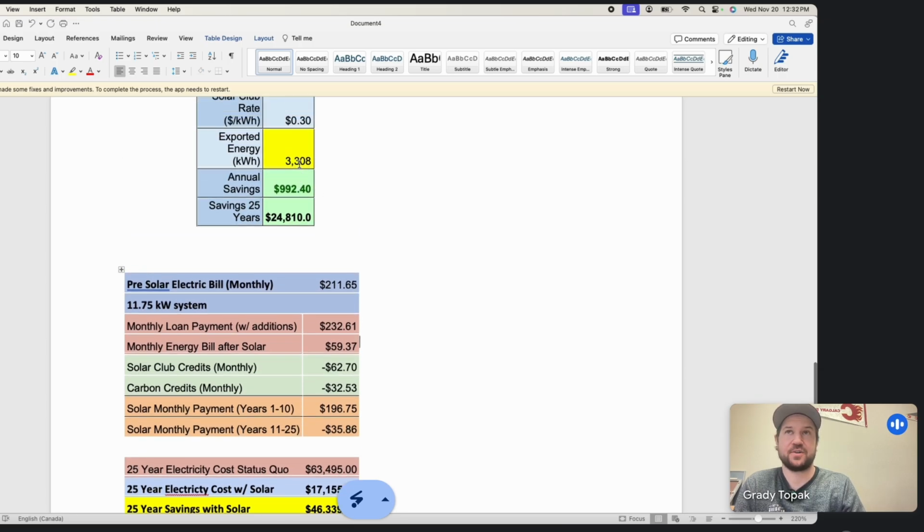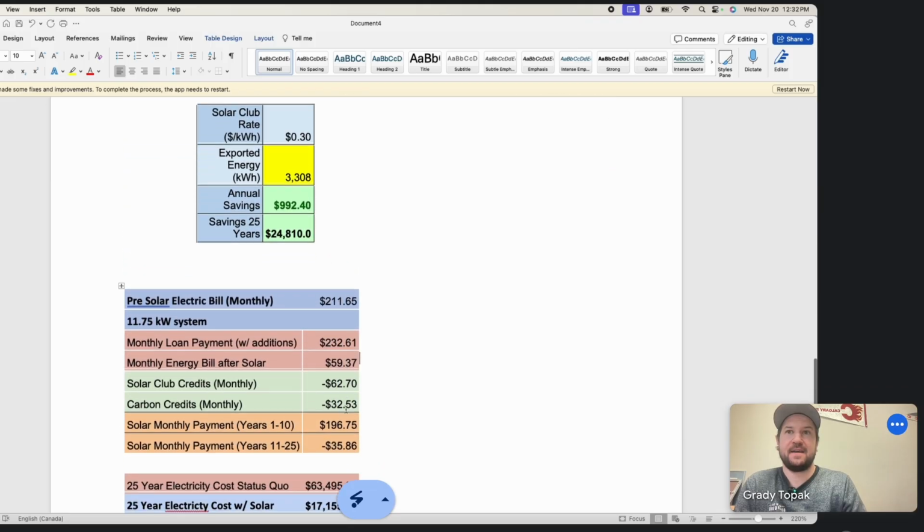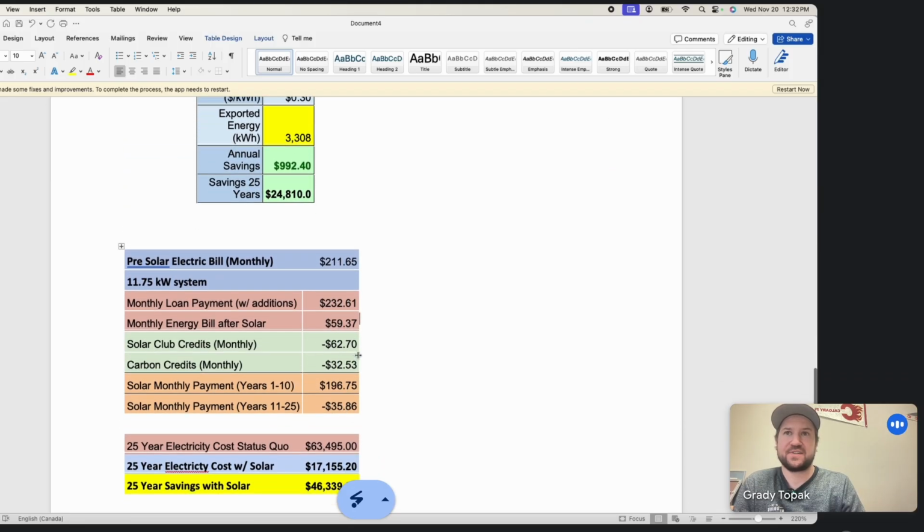So when I take this $992.40 that I was showing as my estimated Solar Club savings annually, if I divide that over 12 months, we're seeing a monthly credit of about $62.70 back to me. Now, the carbon credit piece that we just looked at, using that calculator, we had that range. If I take the midpoint and then calculate that down to a monthly basis, I'm showing a monthly credit of about $32.53 from my carbon credit sales.